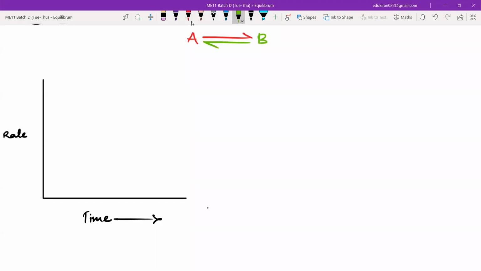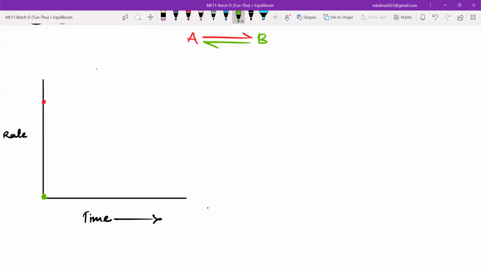And B is getting converted to A. Now, initially, when we only have A, we will have some rate of forward reaction, yes or no? There will be some rate of forward reaction. Now, the rate of backward reaction will be zero because there is no B. Correct?